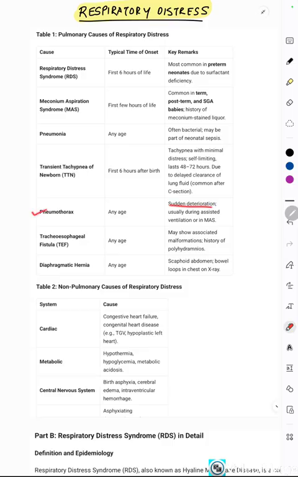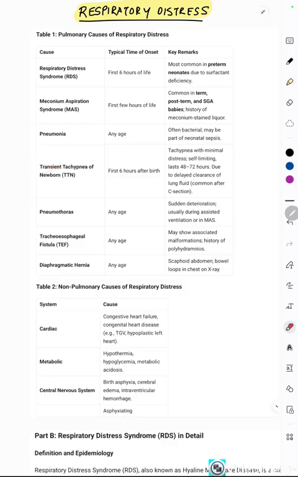Pneumothorax presents as a sudden deterioration in SpO2 levels, and it is usually associated with meconium aspiration syndrome. Then tracheoesophageal fistula is a congenital anomaly that can also lead to respiratory distress. Then there is BPD, that is bronchopulmonary dysplasia or chronic lung disease, which can also lead to respiratory distress.